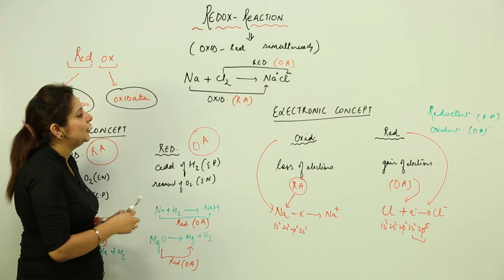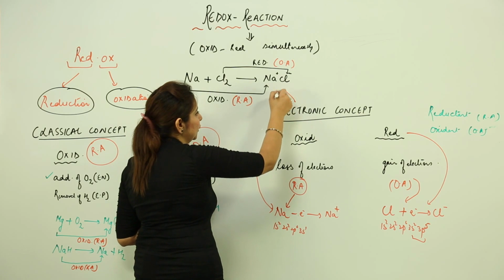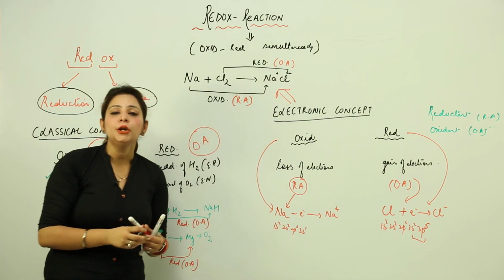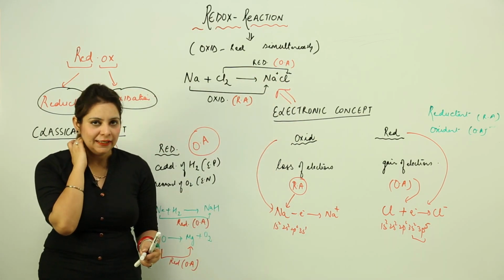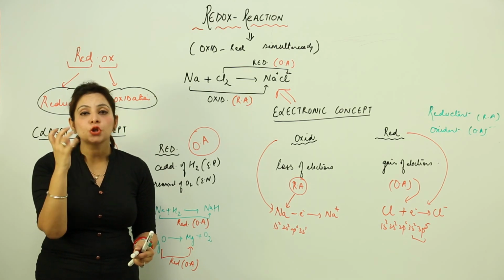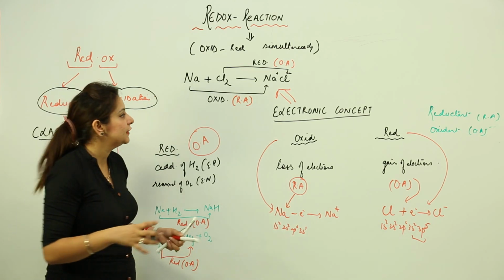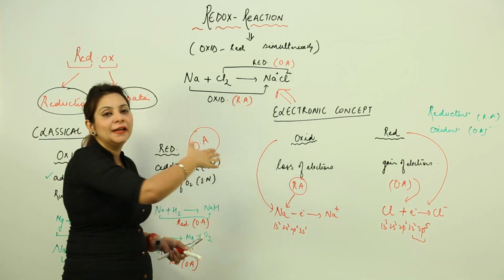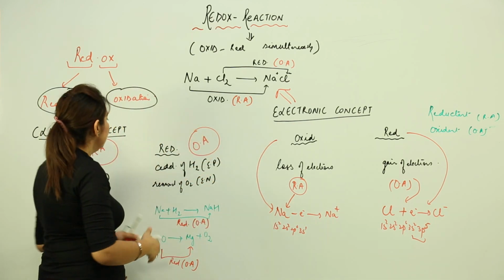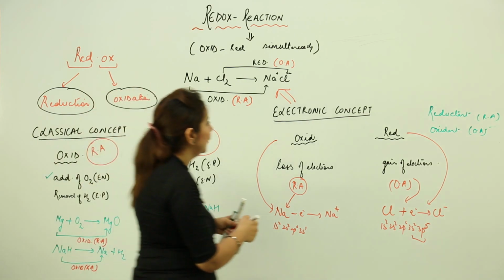So this is merely on the basis of the electronic concept because when I explained it, I told you that it is losing an electron and it is gaining an electron. That means I took the electronic concept into consideration. So that's why this reaction is mainly based on the electronic concept. But if we talk about the classical concept, we can take an example.